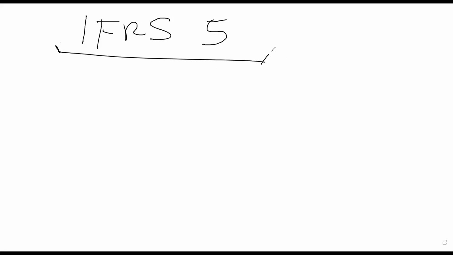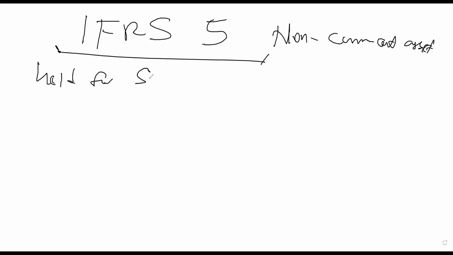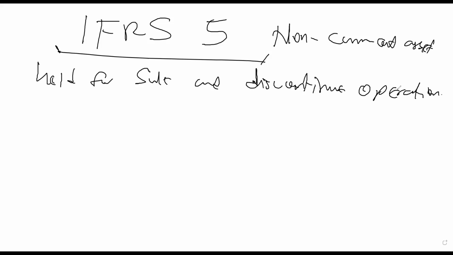What is IFRS 5? It talks about non-current assets held for sale and discontinued operations. Non-current assets held for sale and discontinued operations. That is what you should understand for us.